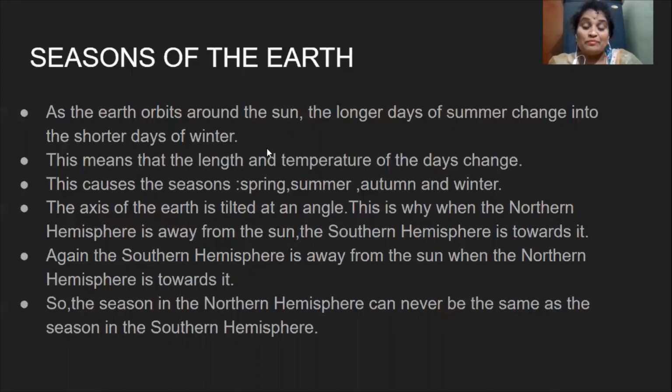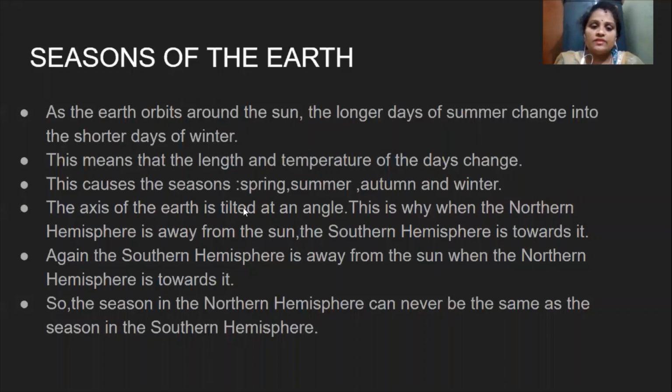Because of the revolution of the earth, the length and temperature of the days change. What is the reason? Revolution of the earth. This causes the seasons: spring, summer, autumn and winter. So mainly we have 4 seasons. They are spring, summer, autumn and winter.